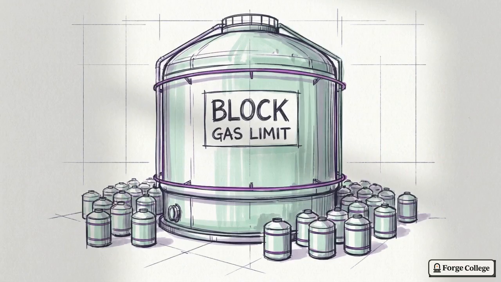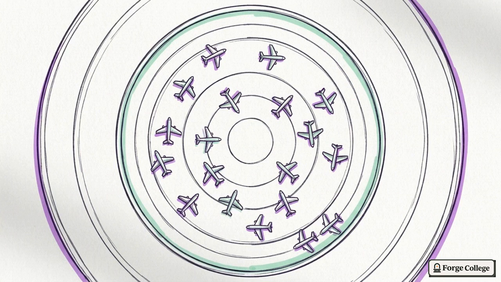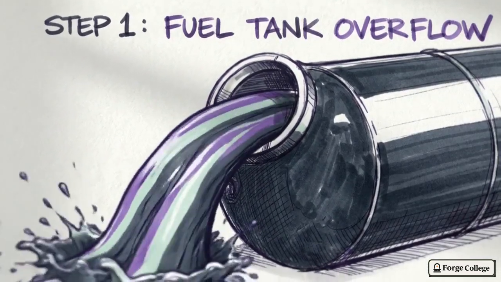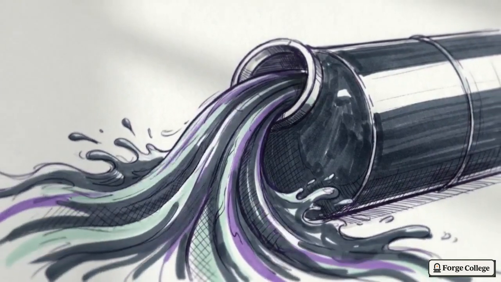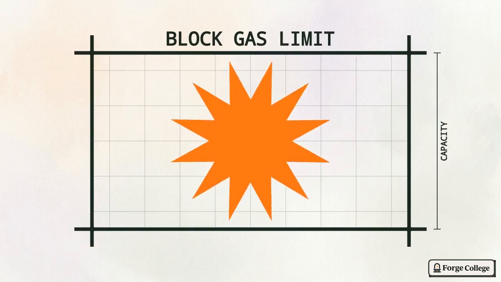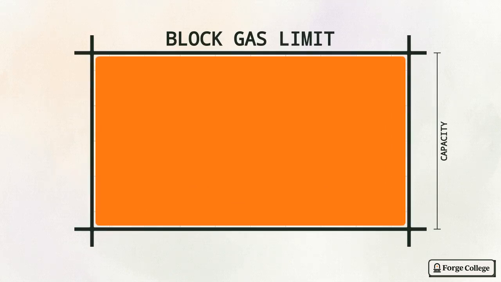But your personal fuel tank isn't the only constraint. The network has a global limit called the block gas limit. Think of this as the air traffic controller dictating the maximum total flights allowed in a single block. Here is the catch. Even if you hold infinite funds in your wallet and set an astronomical gas limit for your reserve, your transaction physically cannot exceed the block gas limit. You are bound by the network's structural capacity.